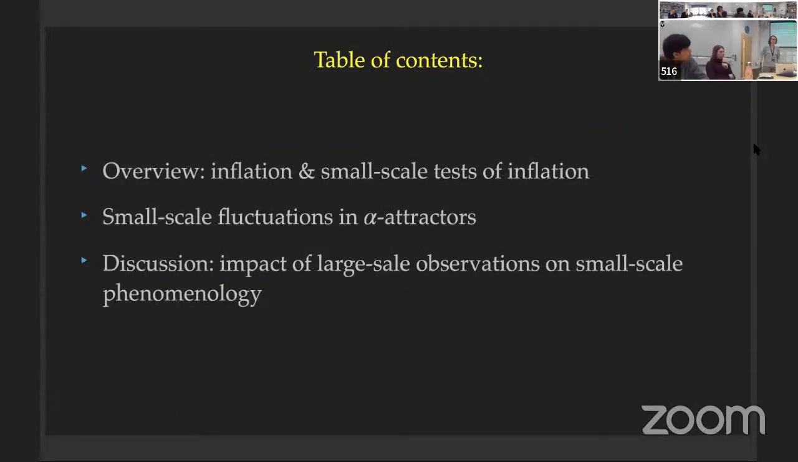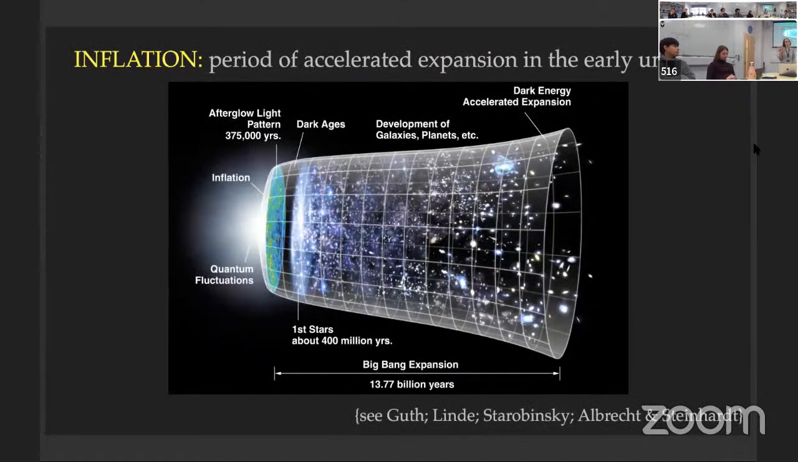Yes. So I will start with an overview of cosmological inflation and how to test the inflation of small scales. And then I will focus on the main topic of our work, which is looking at these small scale fluctuations in cosmological alpha-attractors. And I will discuss in particular the impact that large scale observation have on the small scale phenomenology. So let's start from here.